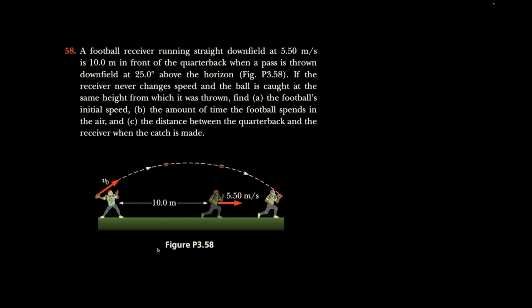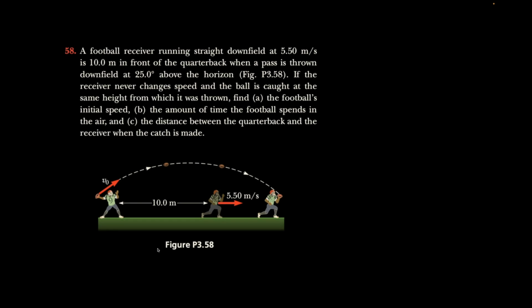At the moment when the ball is thrown, we have a receiver who is 10 meters ahead from where the ball was thrown. And the questions that we have to answer are the football's initial speed, the amount of time the football spends in the air, and the distance between the quarterback and the receiver when the catch is made. So basically the distance between the receiver and the person, if it is caught at the same height, is your total displacement of x, if you think about it. One more thing, we know that the receiver is running at 5.5 meters per second.